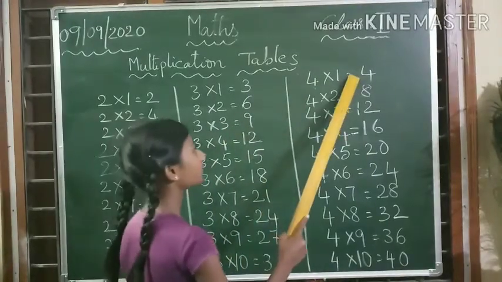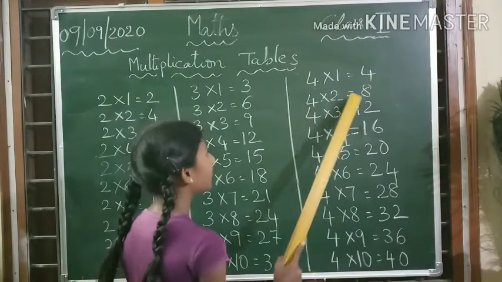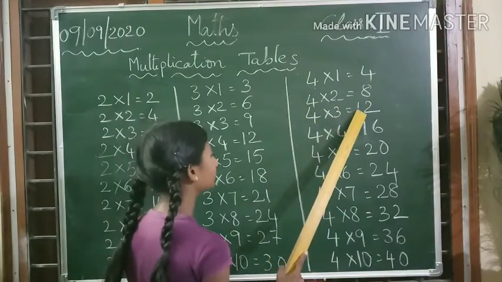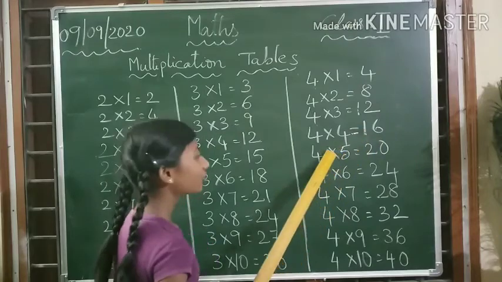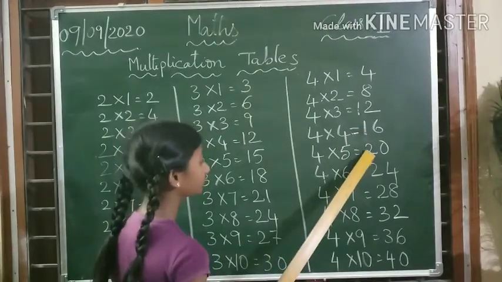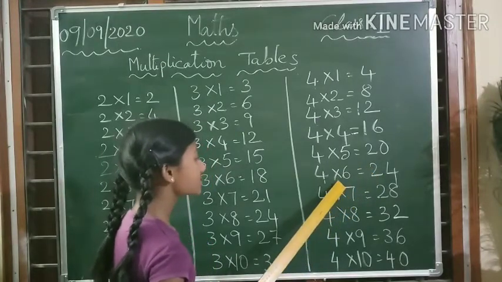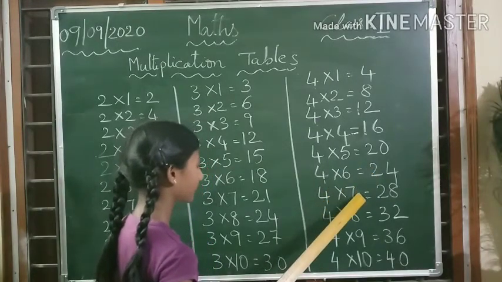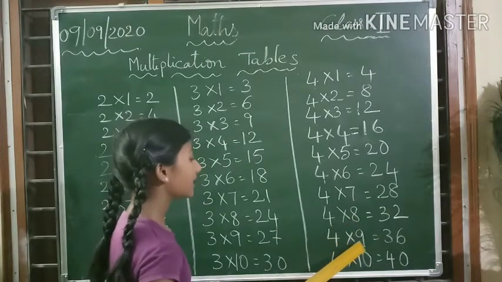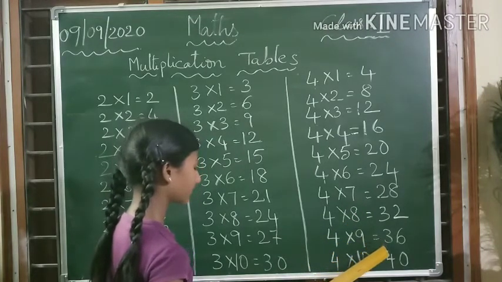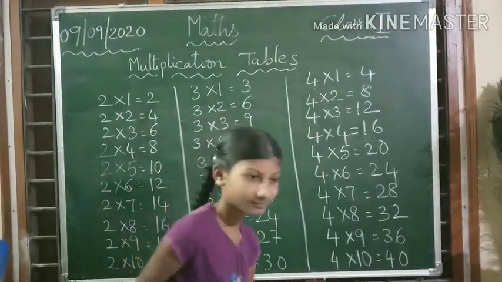4 ones are 4, 4 twos are 8, 4 threes are 12, 4 fours are 16, 4 fives are 20, 4 sixes are 24, 4 sevens are 28, 4 eights are 32, 4 nines are 36, 4 tens are 40. Very good, Titiksha.